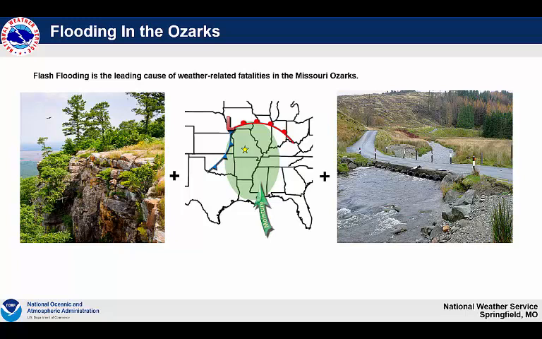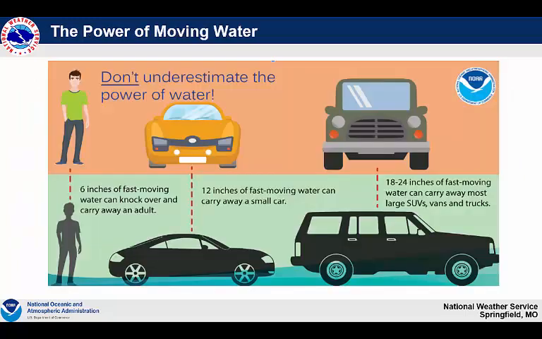So low water crossings are mainly just low water bridges or even just roadways that will go through a stream bed, and it's normally dry, but after a heavy rain, it will tend to flood. And so those areas need to be avoided.